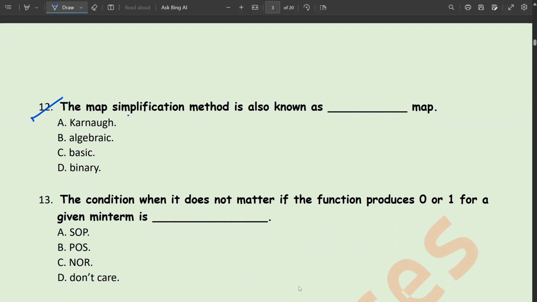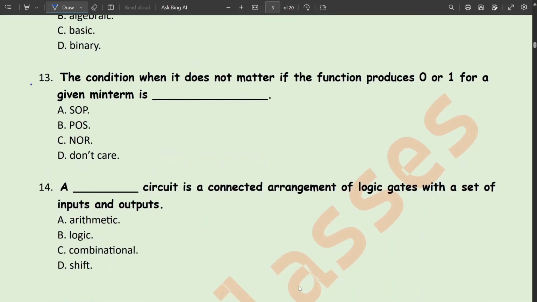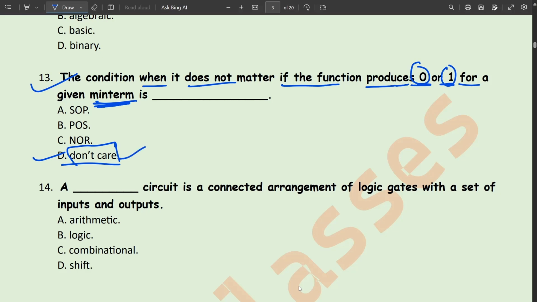Next, the map simplification method is also known as which map? You all know, Karnaugh. This is an important question. Note it down. Next, the condition when it does not matter if the function produces 0 or 1 for a given minterm. The answer will be don't care. Option number D.